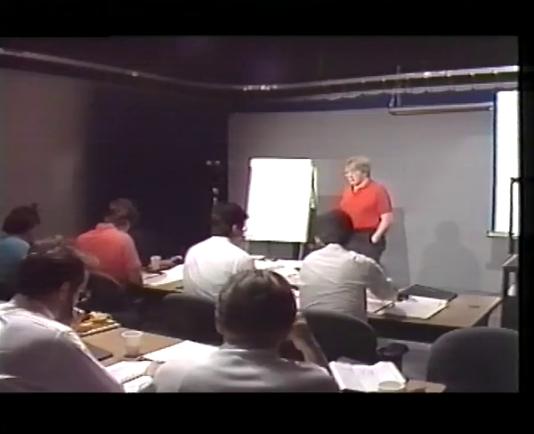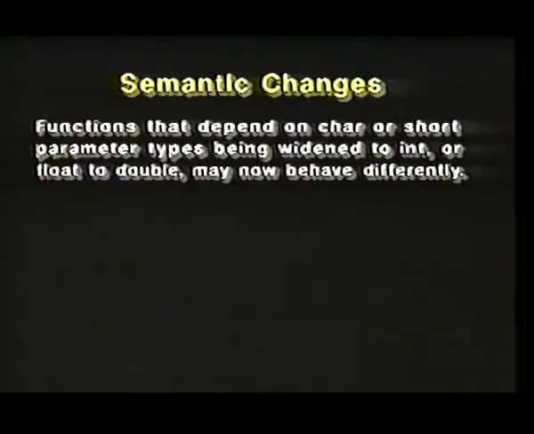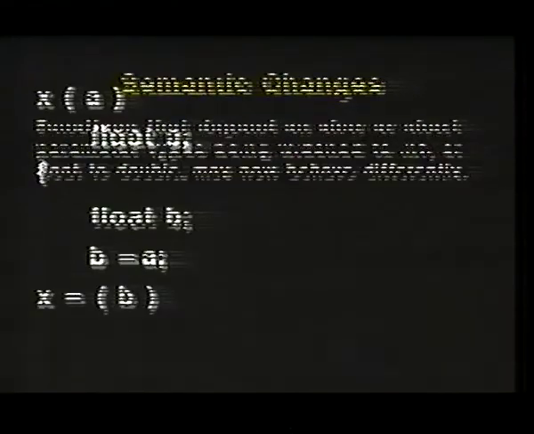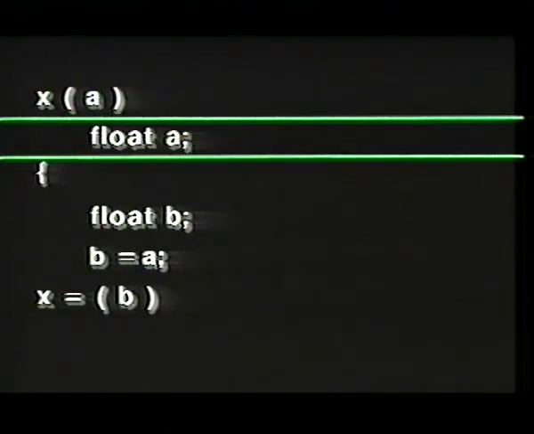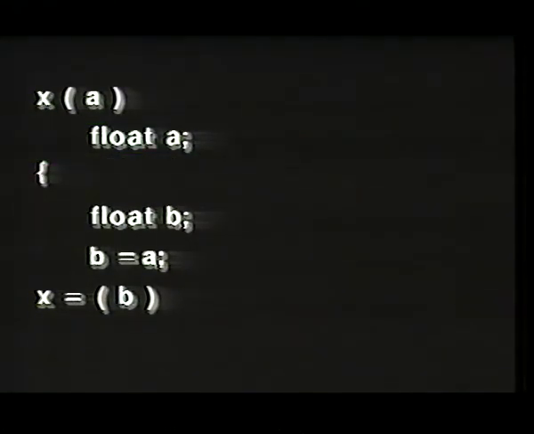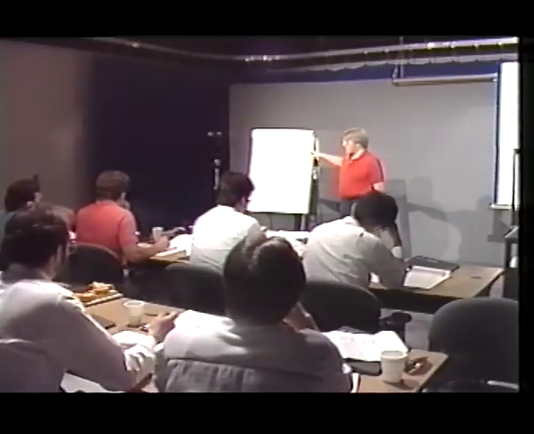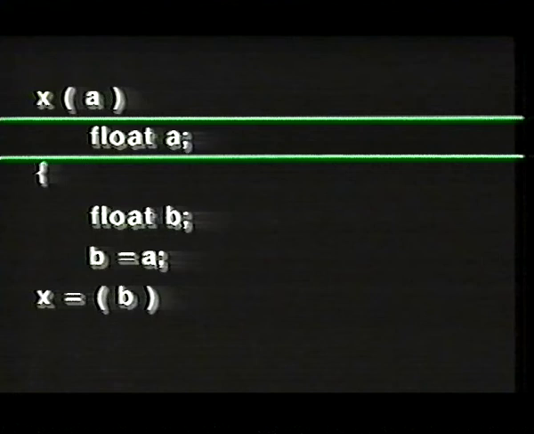This is page 4-13. Functions that depend on char or short parameter types being widened to ints, or floats being widened to type double, may behave differently. What this means is, if I call X with A and say A is float, in K&R, when I define A as a float as a parameter, it will be promoted to type double quietly. So from the compiler point of view, when it's compiling this function, A is of type double instead of type float. Now with ANSI C, when the compiler generates it, it looks at A as type float.